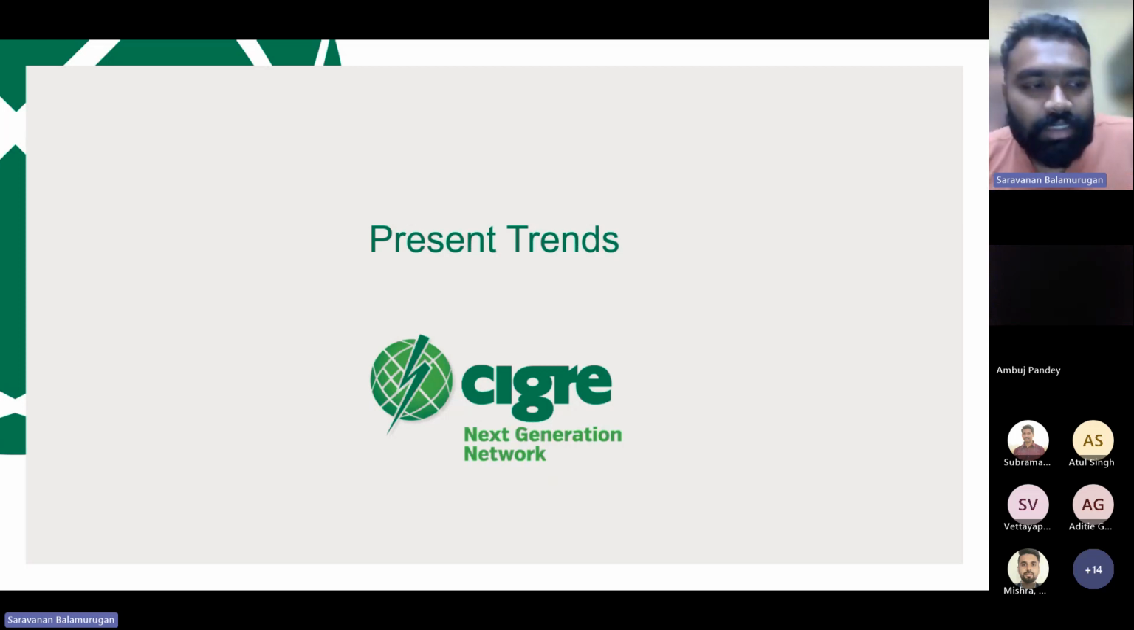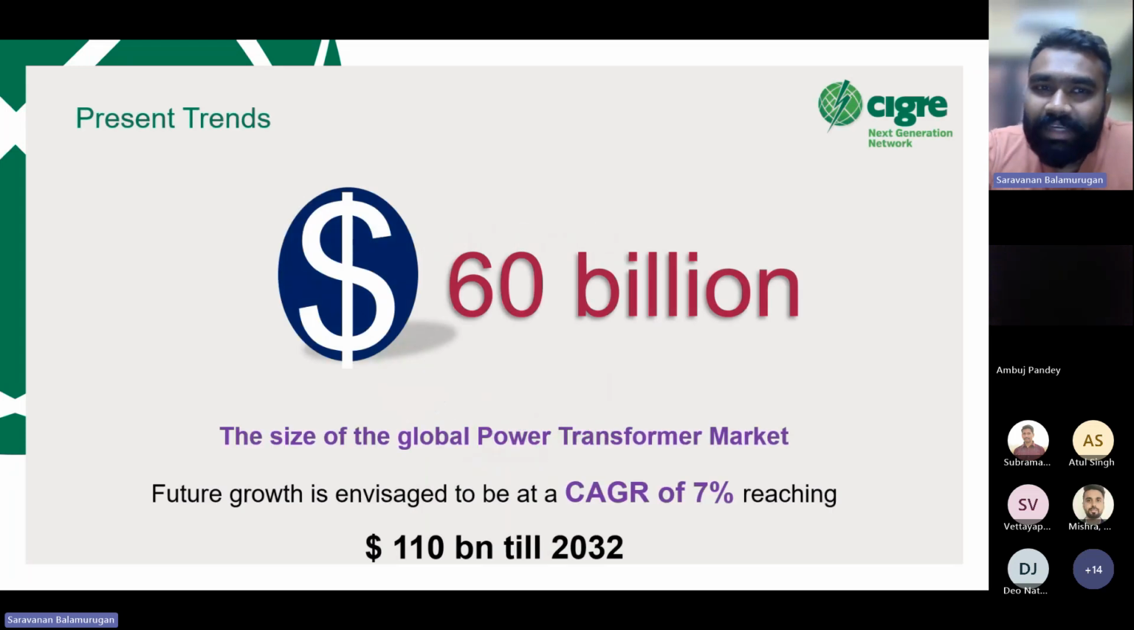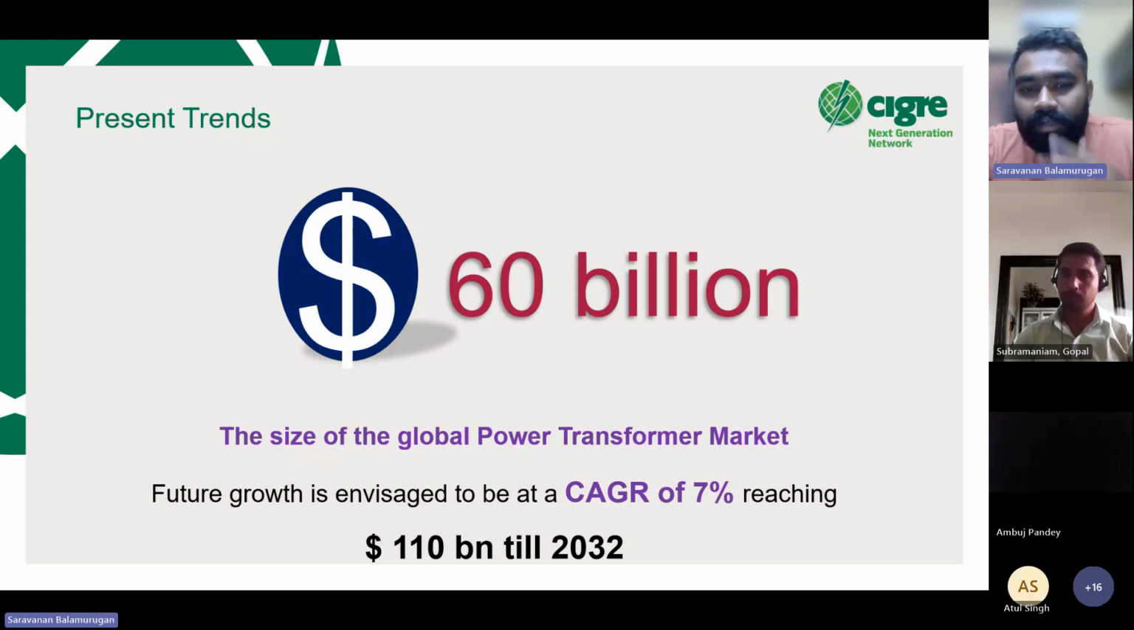Right? So when we talk about transformers in power systems, they are one of the key components, either for transmitting power between different voltage levels, in distribution, in generation, or in transmission. They are very key equipment to deliver the power till the last mile, that is, to your house and the industries, right? The power transformer market is a very huge market. It's close to a $60 billion market, and it is growing at a fast pace, right? So it is estimated to reach a $110 billion market by the year 2032.